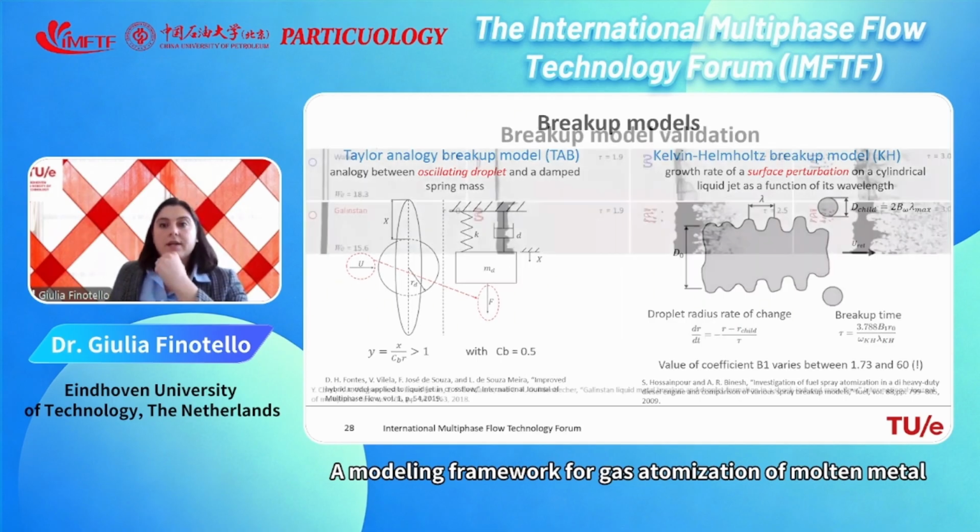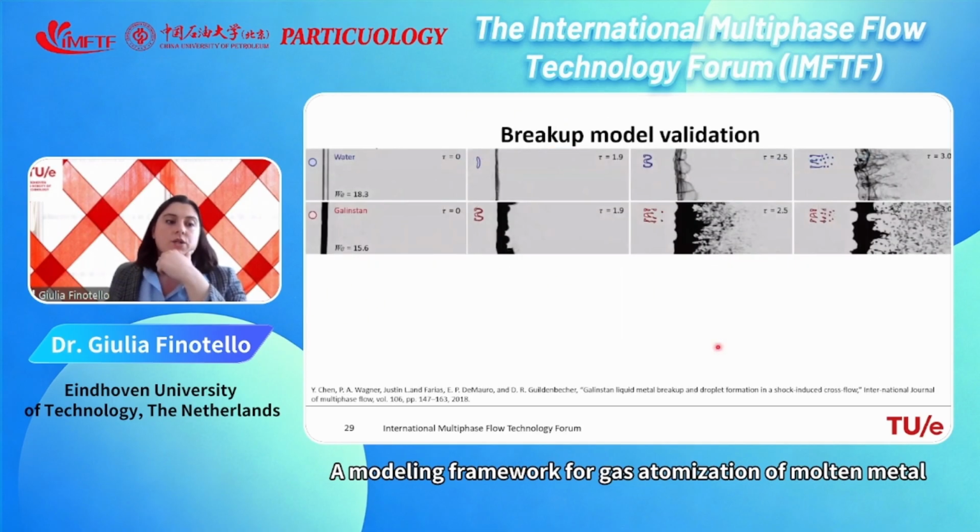If we look at the breakup model validation, what we did is look into an experiment of a shock tube. Again, we have a liquid column. On the top, you see the breakup of a water liquid column. At the bottom, instead, a Galinstan liquid column. Galinstan is a metal which is liquid at room temperature. And you see here, at a later time of breakup, that smaller droplets are formed due to the breakup.